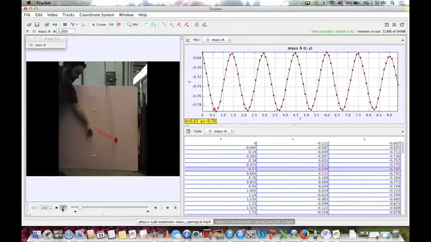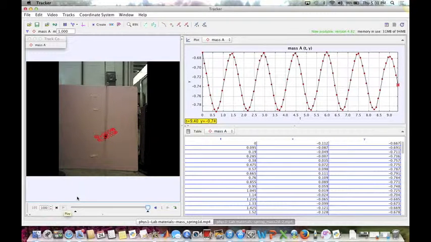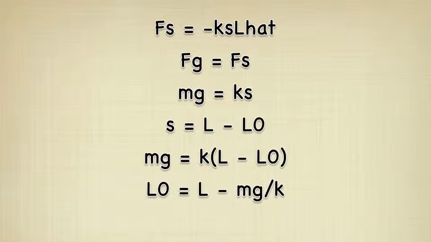To find the best estimate for T, I use 5 oscillations, where 5T equals 8.26 seconds. So T equals 1.652 seconds. Now that we have the spring stiffness K, we need to find the relaxed length of the spring, L naught, to find the spring force.